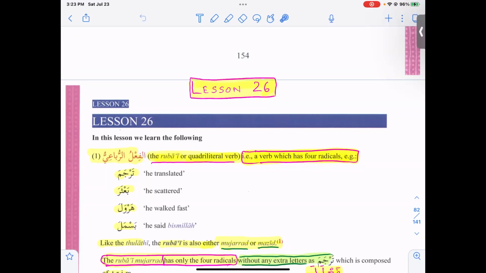Remember, in fa'ala there are three radicals. So each part of the verb is called a radical. Fa'ala, radicals, you know. And then now we come to al-fi'lu rubayu, quadrilateral verb. So we got four letters, four radicals. You will love it, inshallah.